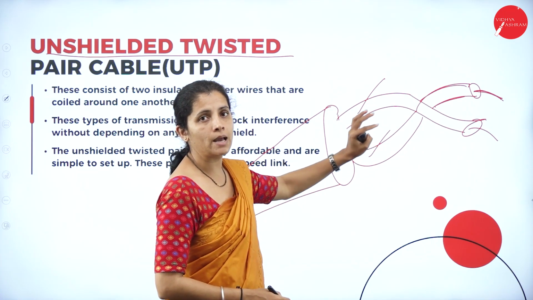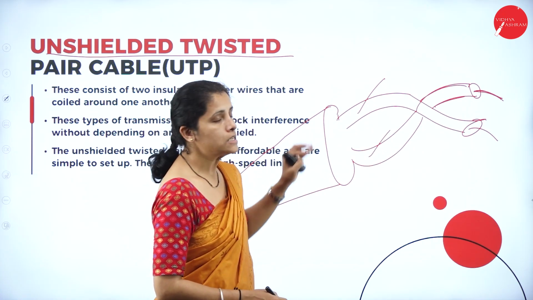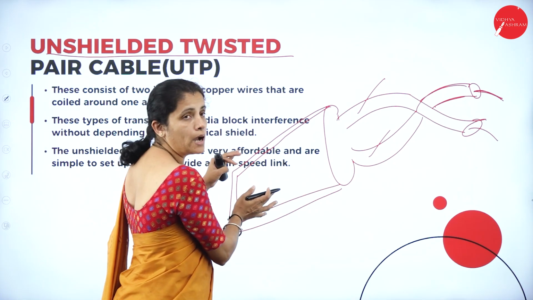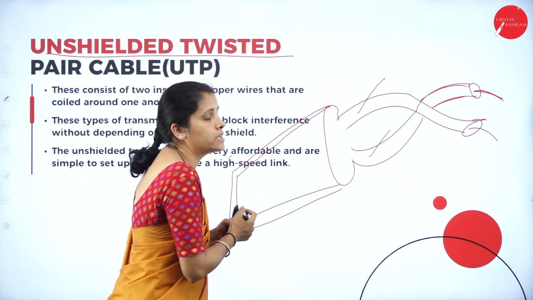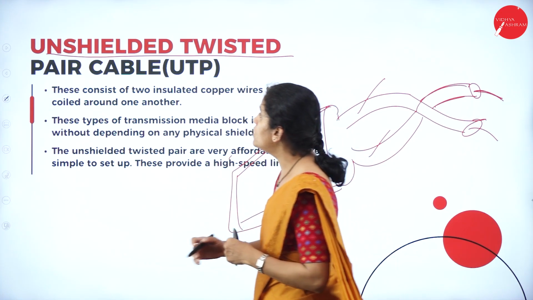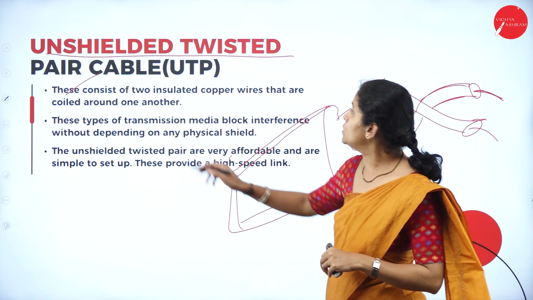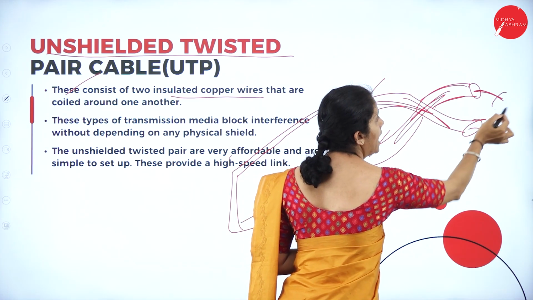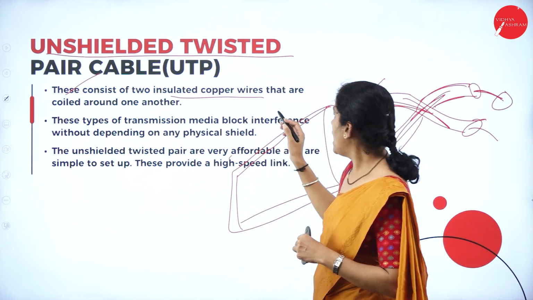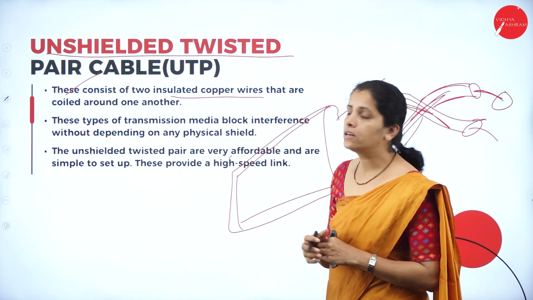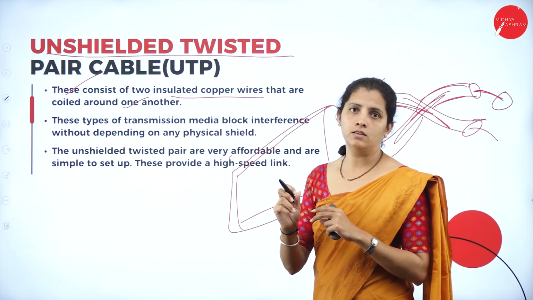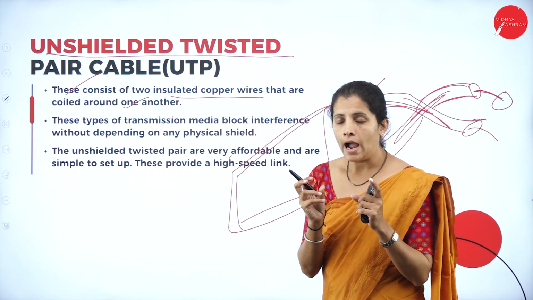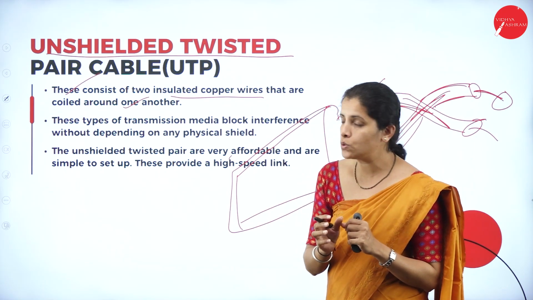And what kind of signals am I going to carry? That is electromagnetic signals. And I am going to have an outer jacket, and this is made up of insulator, that is plastic insulator once again. So, this consists of two insulated copper wires. See, I have the insulator. Along with that, I am going to have the copper wire, and they are coiled around one another. So, they are twisted around each other. I have two copper wires, and that is covered by using plastic insulator.